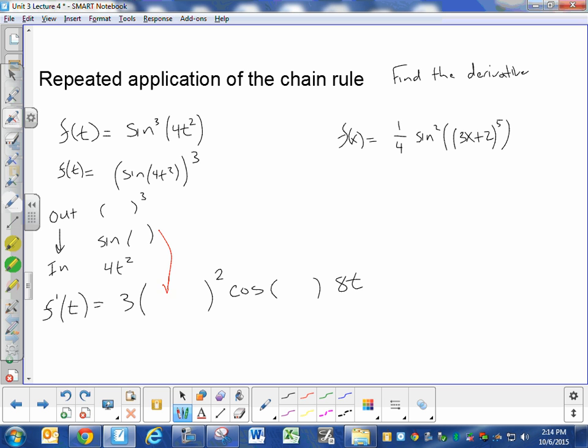This would go in here, and this would go in here. But it's not the sine of the parentheses, it's the sine of 4t squared. And this would be the 4t squared. I'll show you this on the video. This is 4 different functions being applied together, and it'd be a long derivative, but you can do it. Okay, I'll show you that on the video.